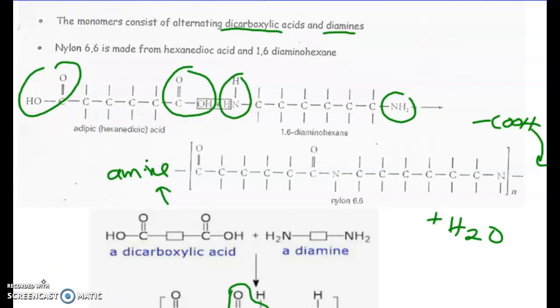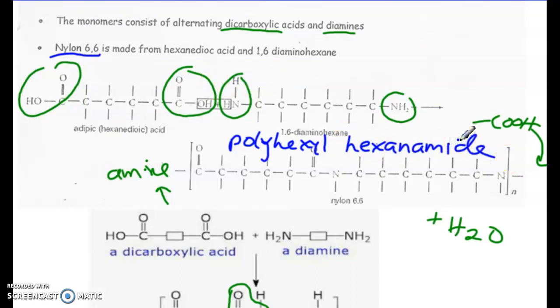So polyamides are also sometimes referred to as the term nylon, followed by two numbers. So again, this is not an official IUPAC name. Your IUPAC name always goes by naming the amide and then, of course, having the word poly in front. So this would actually be polyhexyl, right, because there's 6 on the amine group. And then this would be 6 again. So this would be hexanamide. Okay, and then you just put poly in front, similar to the ester.